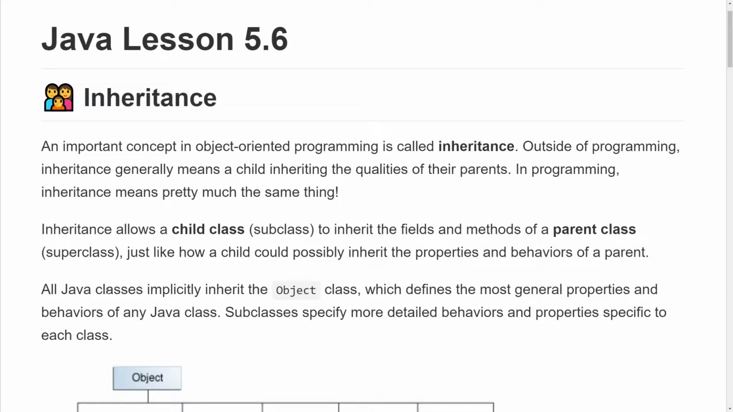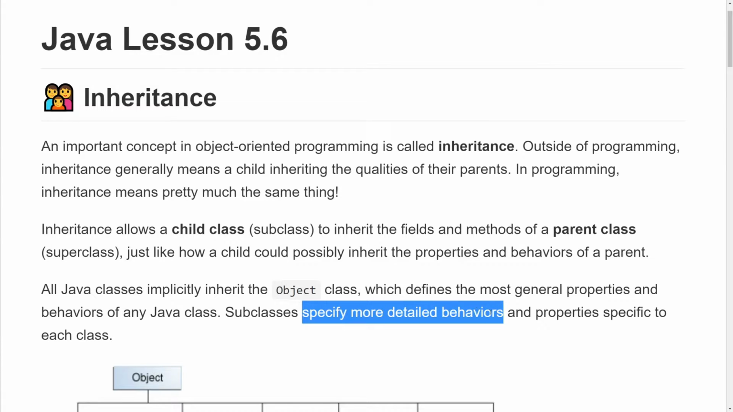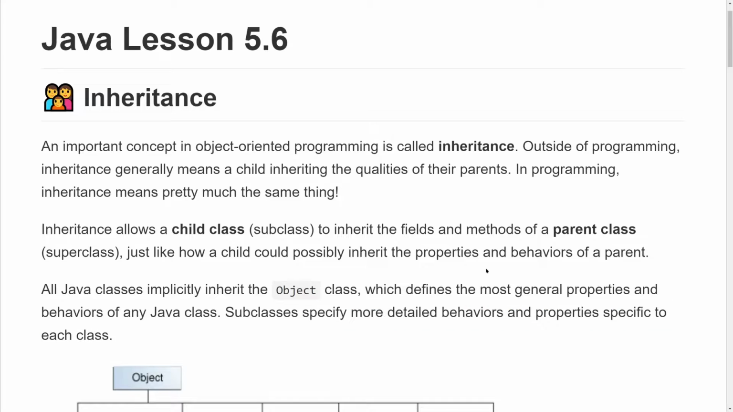All Java classes implicitly inherit the Object class. So all the classes you have defined so far have implicitly inherited the Object class. You didn't have to write anything, but they are all inheriting the Object class. The Object class defines the most general properties as well as the behaviors of any Java class. Subclasses are used when we want to specify more detailed behaviors and properties that are specific to each subclass.